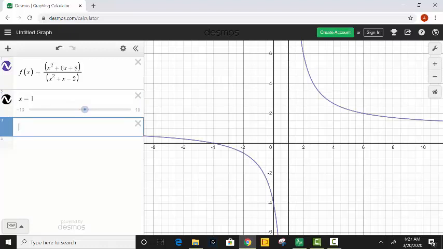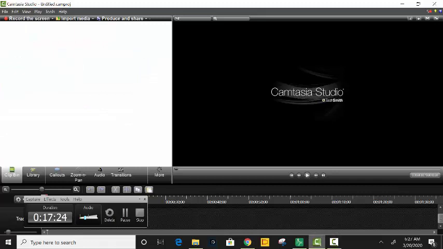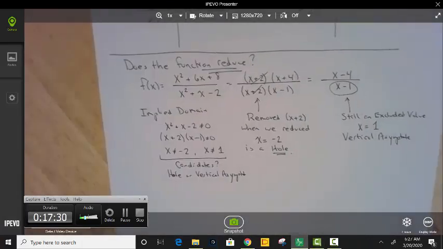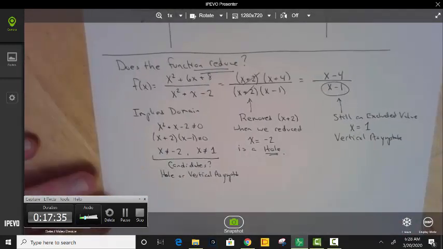And then at negative 2, if I come over here and do my trace command, look what we have. We have negative 2 comma undefined. Okay, so we see that there's a hole in the graph at negative 2 and a vertical asymptote at positive 1, which is what we were able to come to the conclusion of algebraically with the function reduction. Okay, so that's how you determine holes versus vertical asymptotes. And then the last thing I want to cover is how do we determine horizontal asymptotes?